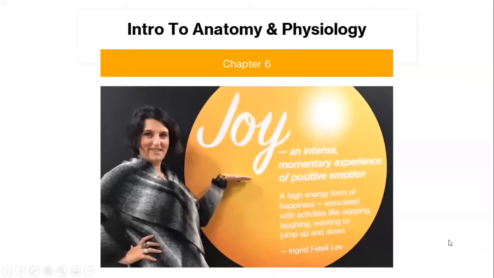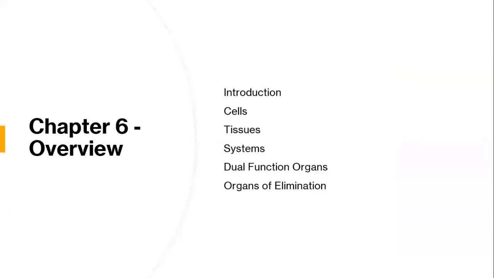Okay, we are now in chapter 6. It's the intro to anatomy and physiology. So in this chapter, we are going to get the introduction into physiology and anatomy. We're going to talk about cells, tissues, systems, dual function organs, and the organs of elimination.